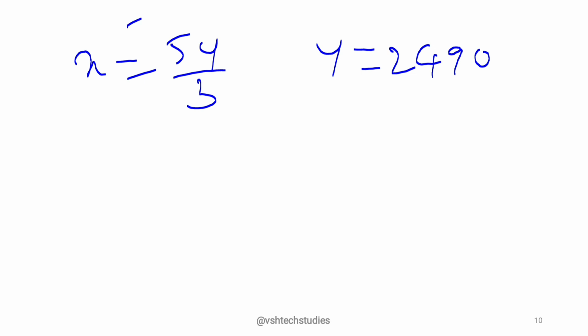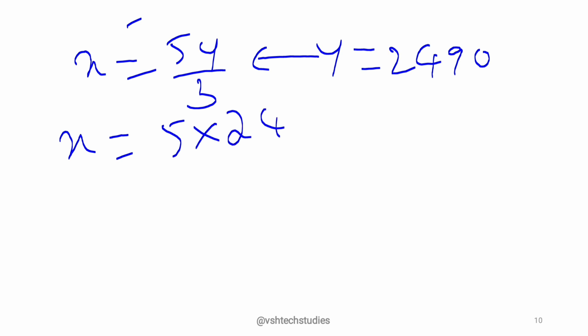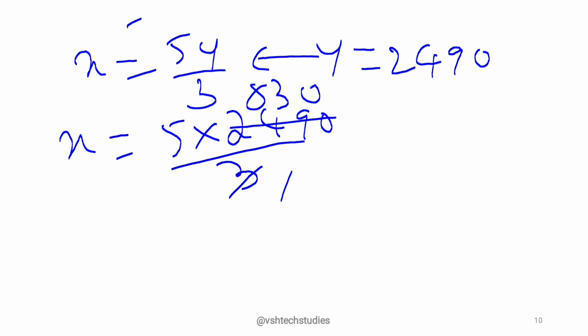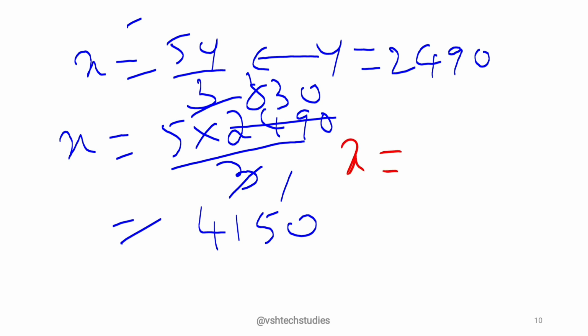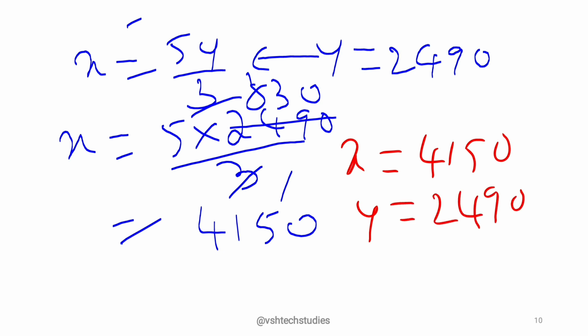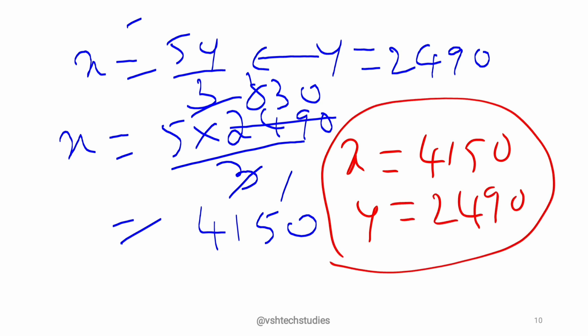Now taking this relation and substituting y as 2490 here, x equal to 5y means 5 into 2490 divided by 3 as it is. Now simplifying, 3 ones are 3, 3 8s are 24, 3 3s are 0. Then 5 into 830. 5 zeros are 0, 5 threes are 15, 5 1 carry, 5 eights are 40 plus 1 is 4150. Hence the final answer is x is 4150, y is 2490. This is the solution of the given problem.